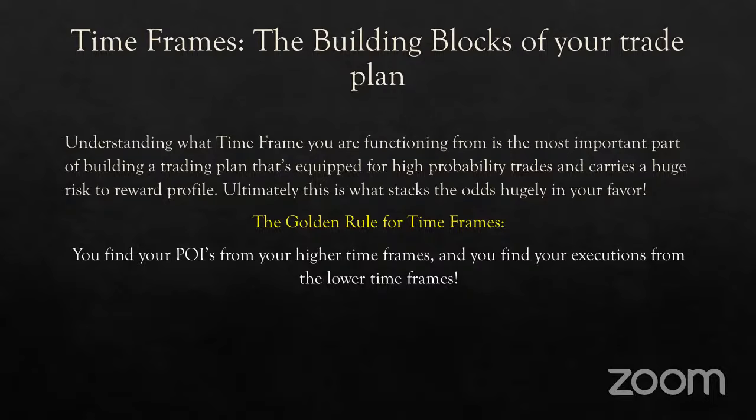And when I actually want to execute a trade in the market, I want to execute it from my smaller time frames. Why? Simply because it gives me a lower risk profile. My 1 minute candle or my 5 minute candle is going to be a lot smaller than an hour candle, a 4-hour candle, or a daily candle. So I want to find my points of interest, or the areas I want to trade, on my larger time frames, and I want to execute from my smaller time frames.